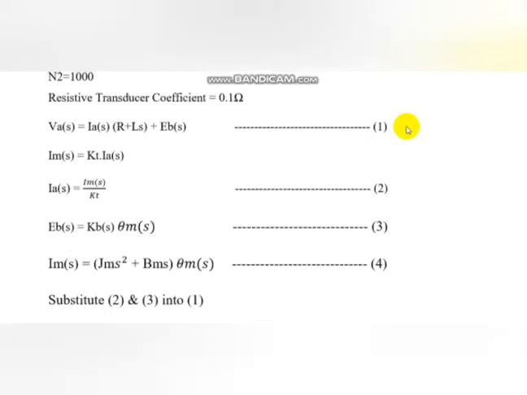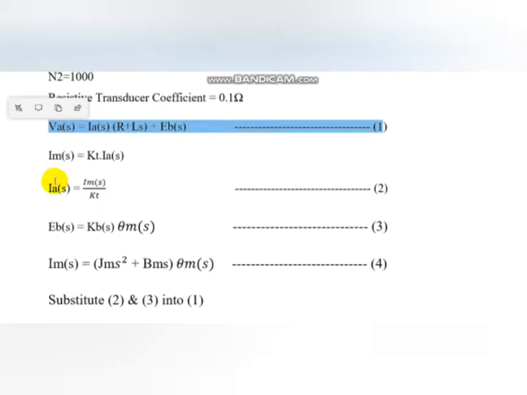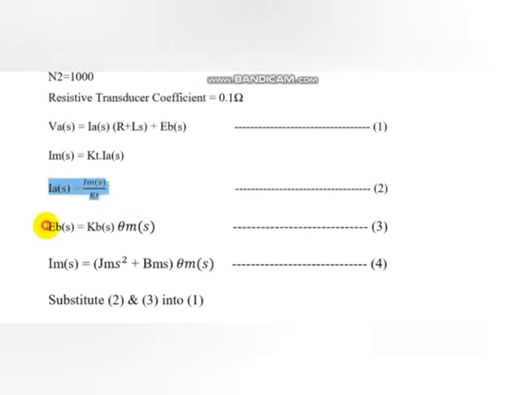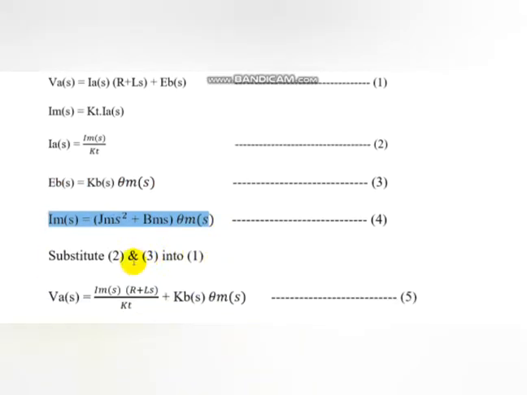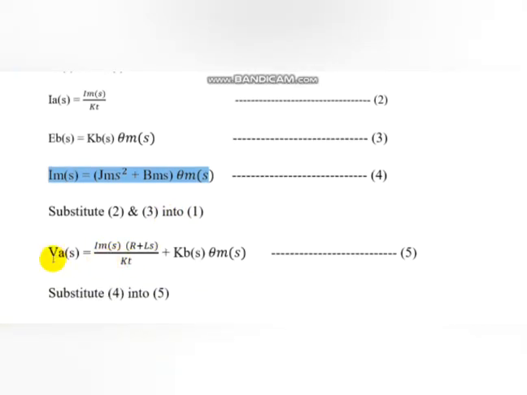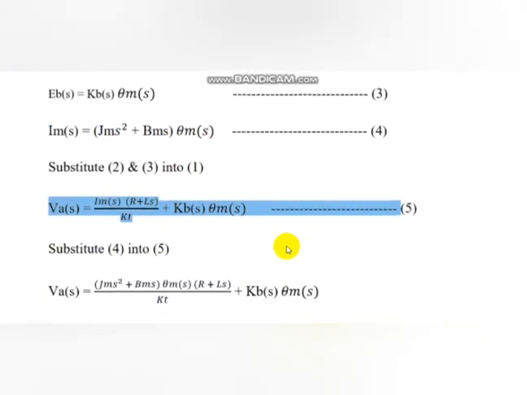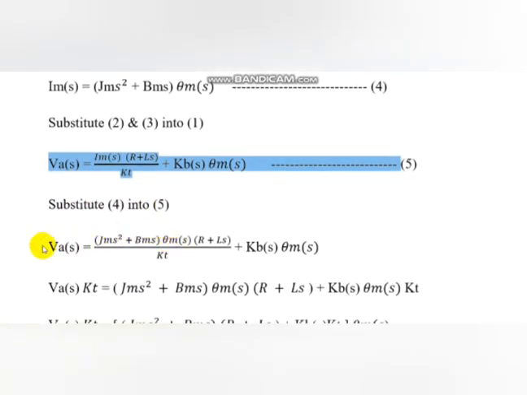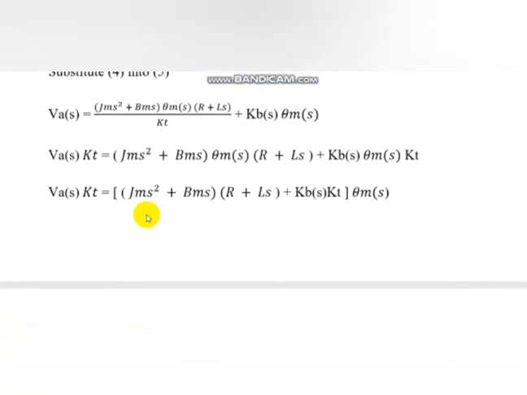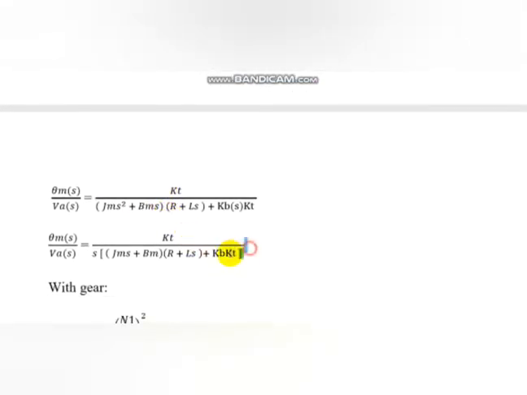So these are all the equations that we got. This is the first equation, the second equation, third equation, and fourth equation. After substituting 2 and 3 into 1, we will get the fifth equation. And after substituting equation 4 into equation 5, we will get the final equation, which is this. Theta per VA will be the output over input, with VA as the input.